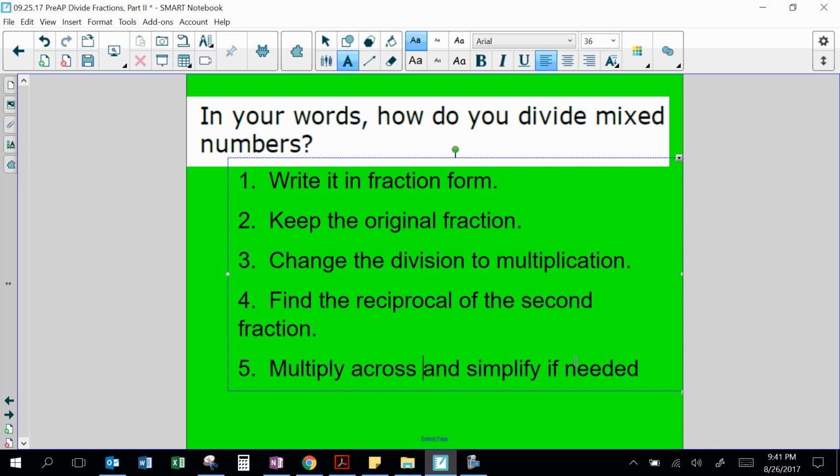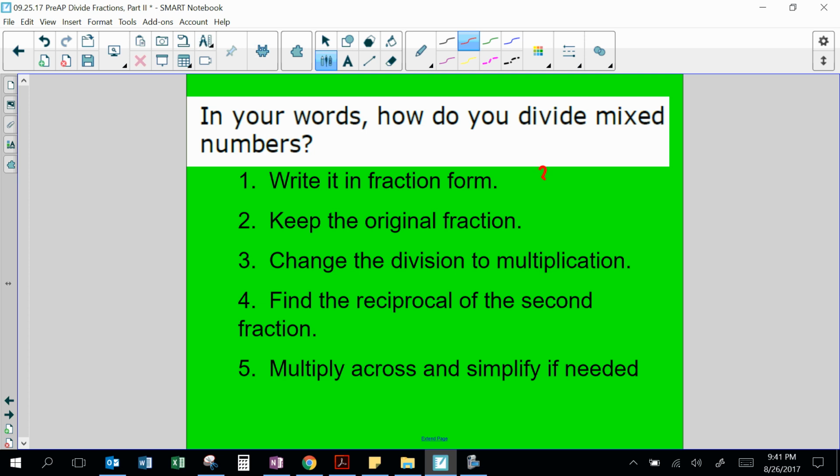For example, let's see if this really does work. So let's do 1.5 divided by 3/4. That was my original question at the beginning of the lesson. Turn this into fraction form as 3/2 divided by 3/4. Change the division to multiplication. Then I find the reciprocal of the second one. That'll be 4/3. That'll be 12/6. Simplifying it, 2 whole. Let's see if that's correct.